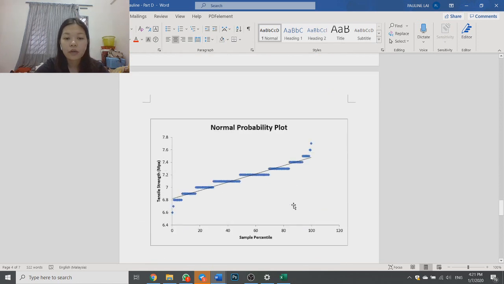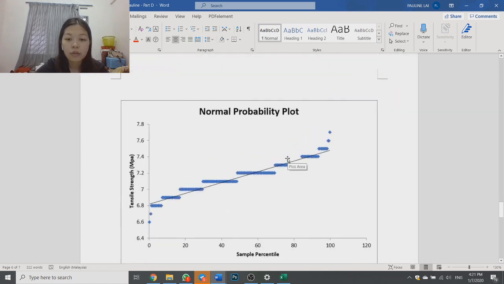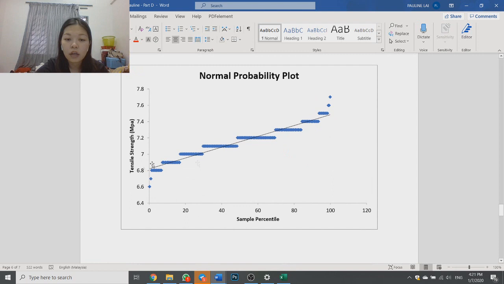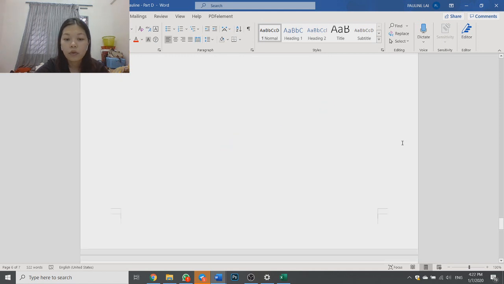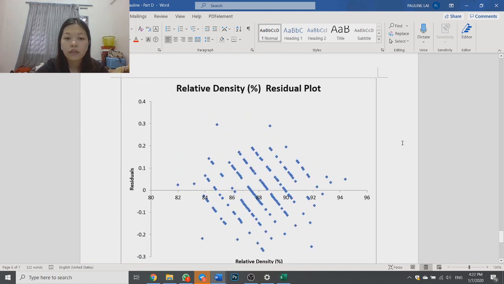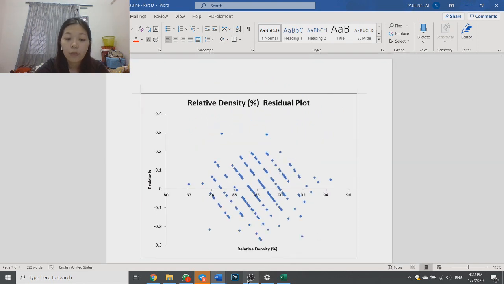Here is the data that will be extracted as well, which is the normal probability plot. You can see the predicted line here is linearly proportional as well. Here is the relative density residual plot as well. So that's all from our job.